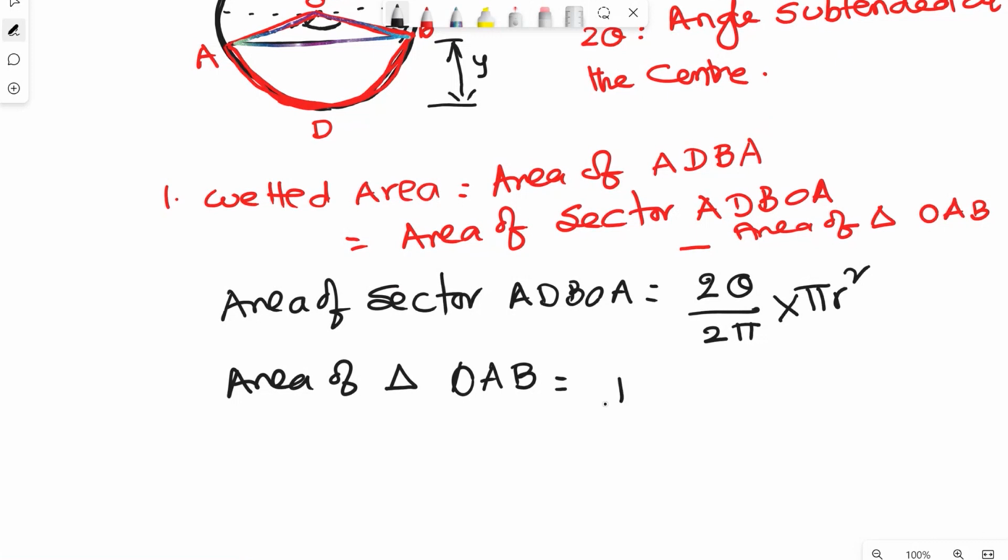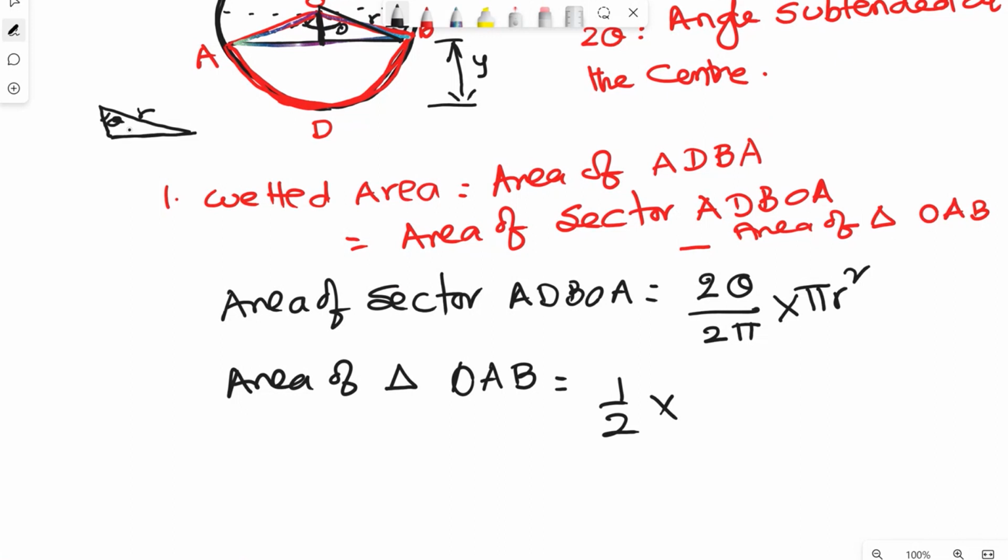How will we calculate it? Half into this distance. How much is this distance actually? If the total distance is r, naturally this is r. Then, when the total angle is this theta, we can find these two. Suppose this is the thing. This angle is theta, and we have measured this as r.